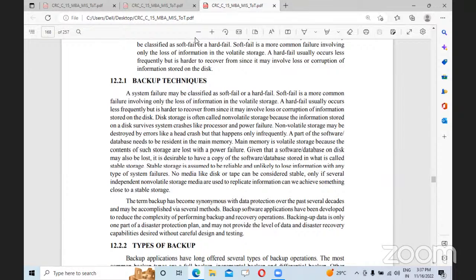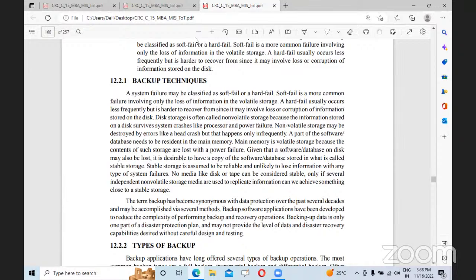Disk storage is often called non-volatile storage because the information stored on a disk survives system crashes like a processor and power failure. Non-volatile storage may be destroyed by users like a head crash, but that happens infrequently. A part of the software database needs to be resident in the main memory. Memory is a volatile storage because the contents of such storage are lost with a power failure.